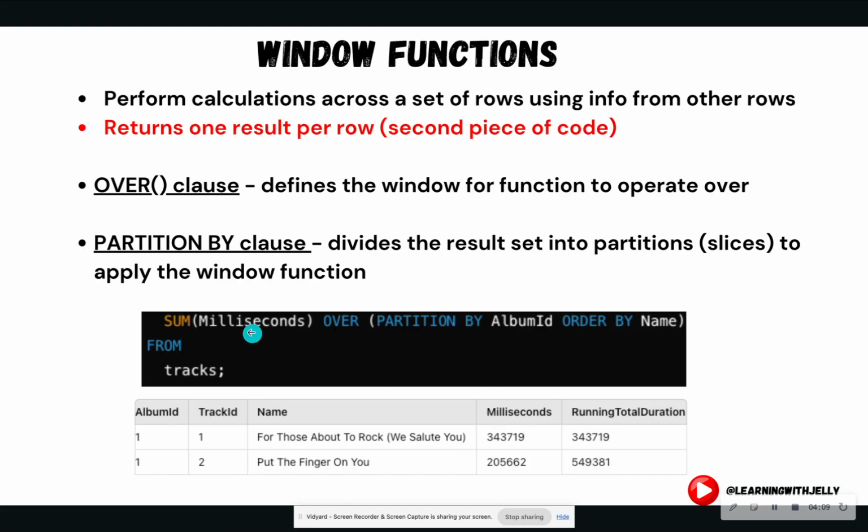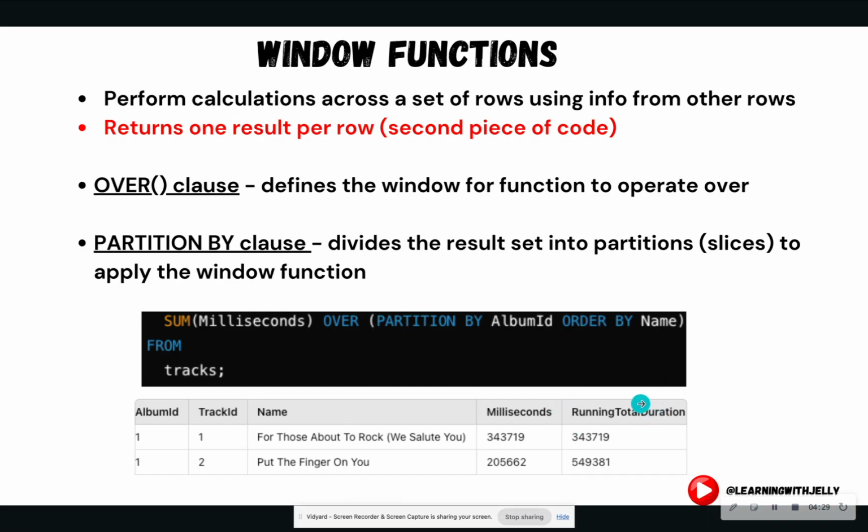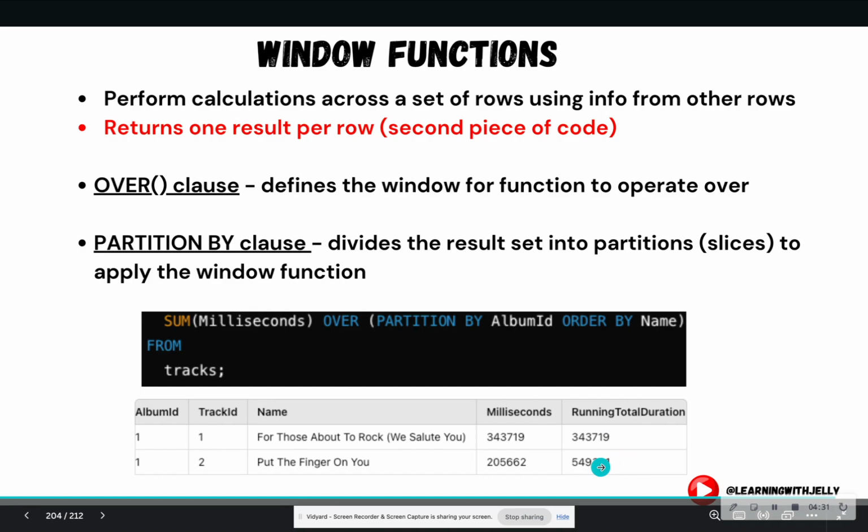But let's look at this example. I'm summing up the milliseconds. And I'm doing this over partition by album ID, meaning that I want to give this sum based off of the album ID. And as you can see, I've created this new column. I didn't roll anything up. That now is keeping a running total of the tracks within each album. So the first track was about 343,000 milliseconds. So the total was the same amount because it's the first observation.